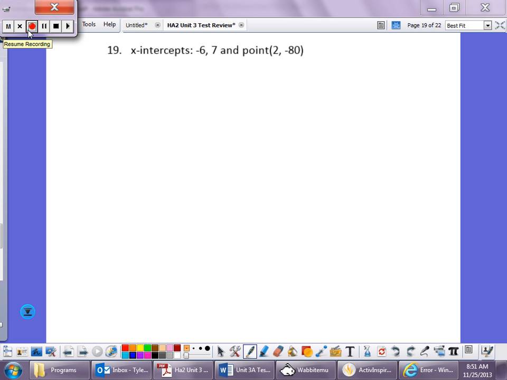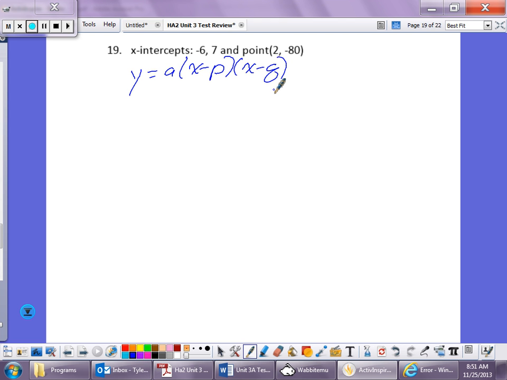So 19 gives you x-intercepts, so you're going to want to put it in intercept form, which is y equals a(x minus p)(x minus q). So again, you just plug in your zeros. So y equals a(x plus 6)(x minus 7). And again, they give you a point, (2, negative 80). So you're going to plug that in for x and y.